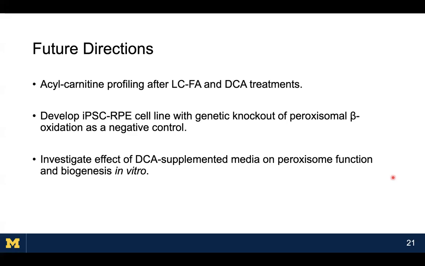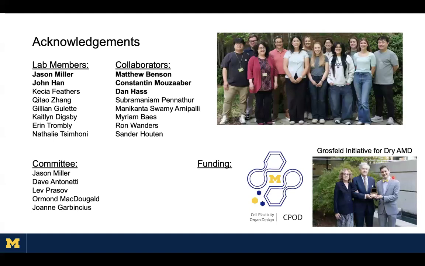So we have a lot of really exciting rabbit holes that we've been going down within this project that I'm really excited to tackle this year and in the coming years.